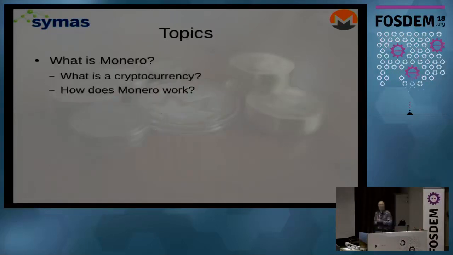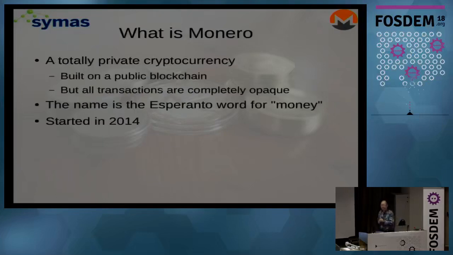So today's topics. First of all, what is Monero? It's a cryptocurrency. Well, what is a cryptocurrency? And then what's special about how Monero works? How does it work? Monero is a totally private cryptocurrency, even though it's built on a public blockchain. Every transaction on the blockchain is completely opaque. The name Monero comes from the Esperanto language. It just means money. And the project was started in 2014.